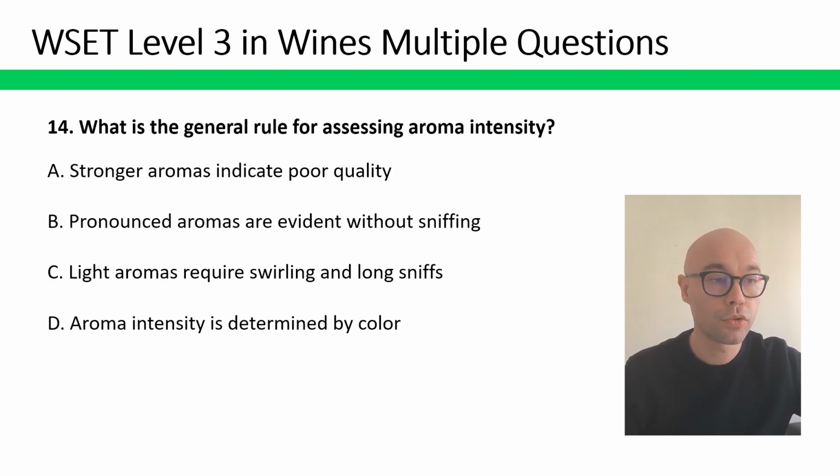What is the general rule for assessing aroma intensity? Stronger aromas indicate poor quality. Pronounced aromas are evident without sniffing. Light aromas require swirling and long sniffs. Aroma intensity is determined by the color. The correct answer is B. Pronounced aromas are evident without sniffing.